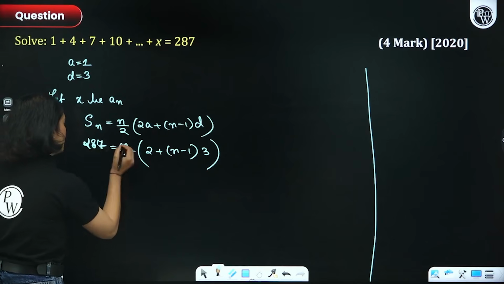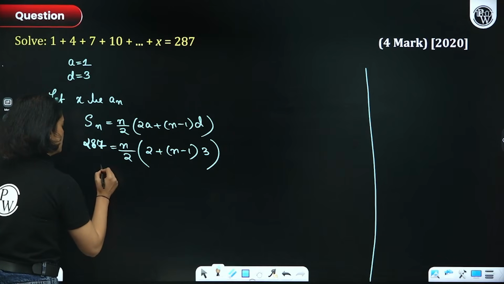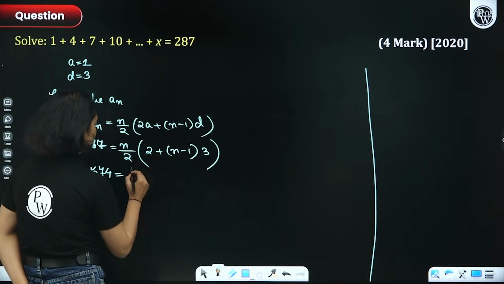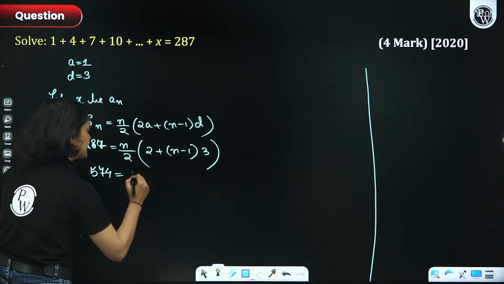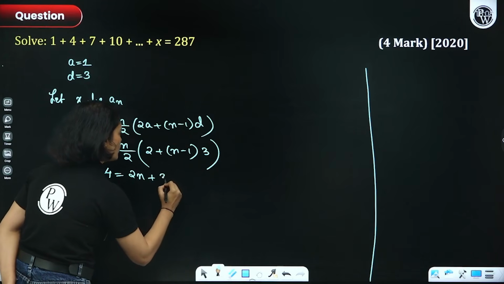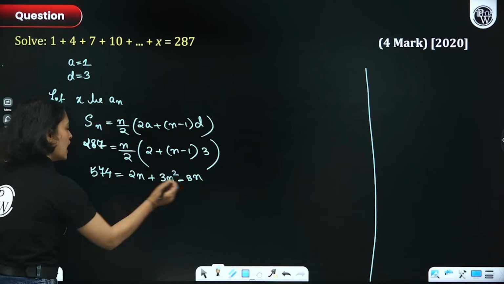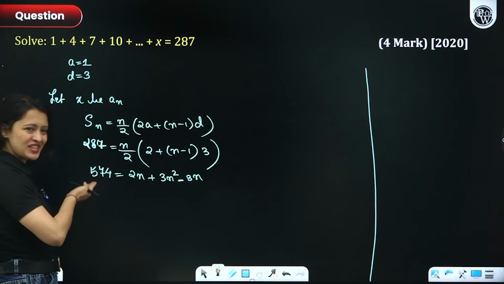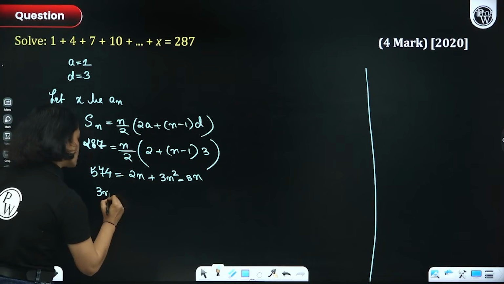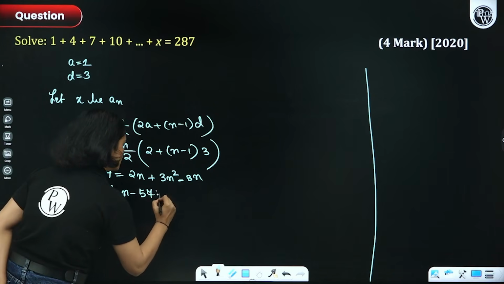Chalo. So here what would we get? 287 into 2, 574, right? So 574 is equal to what? Let's multiply n inside also. So we'll have 2n plus 3n square minus 3n, right? Now, let's simplify this quadratic equation in the form of n. So here what would we have? We'll have 3n square minus n minus 574 is equal to 0.